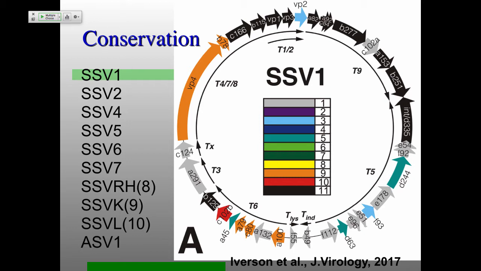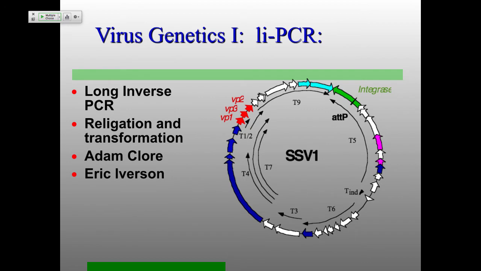If one of these open reading frames is in black, it's in every single one of those, which means it's probably pretty important for virus function. If it's in gray, it's only present in this particular one, which is SSV1. So this gives you at least an overall indication of how important these particular open reading frames, putative genes, are for functioning in the environment. But it doesn't really tell you what they're doing, and it doesn't tell you if they're absolutely required or not.